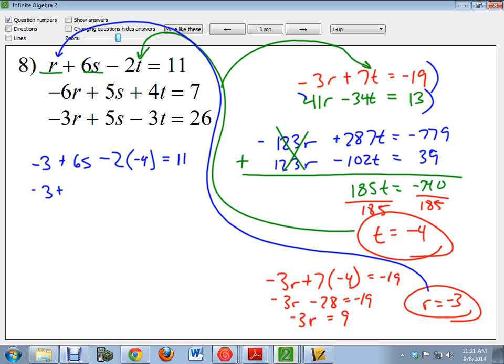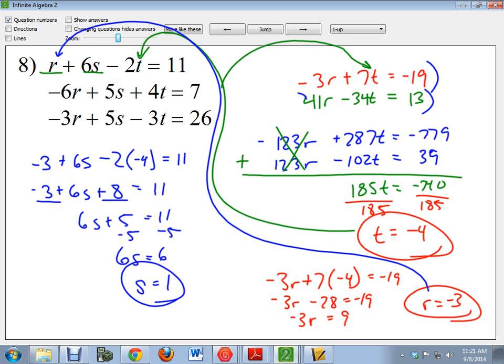This negative 3 plus 6s plus 8 is equal to 11. 6s plus 5 is equal to 11 after we combine our like terms together. We'll subtract 5 from both sides, and 6s is equal to 6. Therefore, s is equal to 1. And that is the final answer.